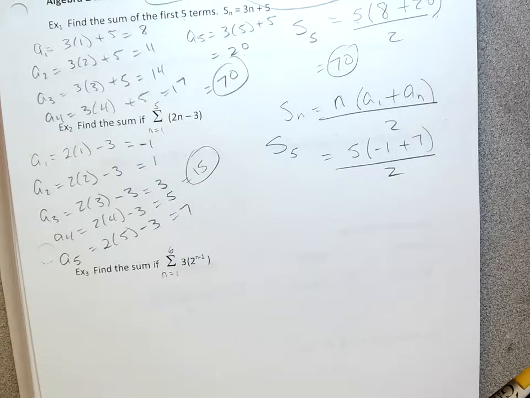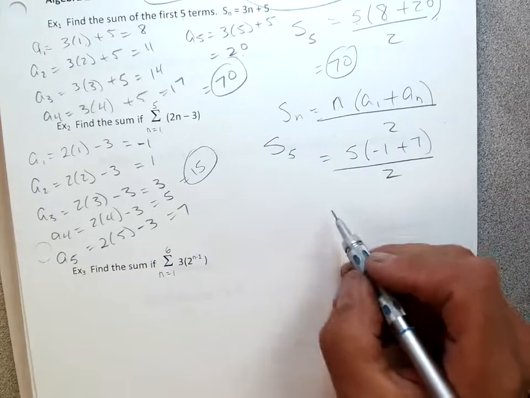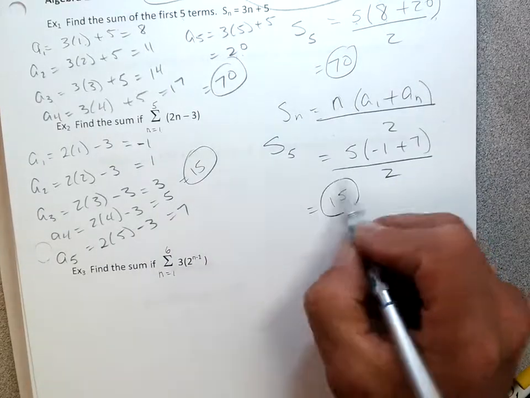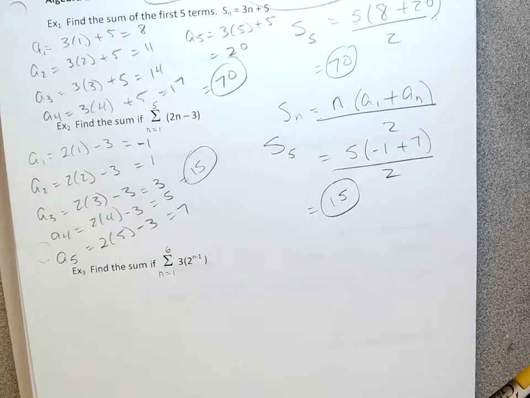Okay. And then if you use your calculator, sure enough, you get the exact same answer, 15, okay? Now, the formula is handy if there's a lot of terms, right? If you only have a few terms, you may as well just make every term and then add them up, okay? Seem pretty easy?